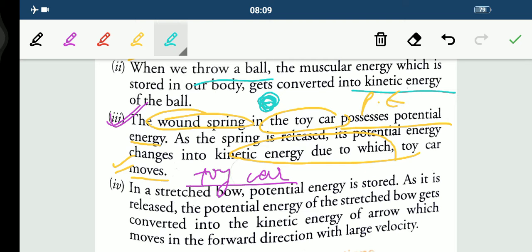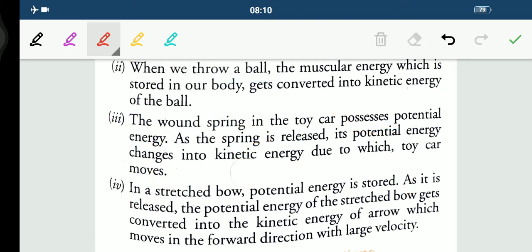You can see a stretched bow. What happens if we are stretching a bow? You might have seen in the Olympic games that people play archery. What happens in this case? Like for example, I'm drawing it for you. This is the stretched bow, and here comes the arrow. Then you finally release the arrow toward your target.